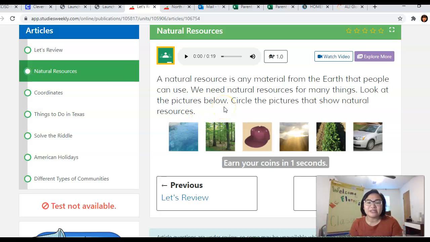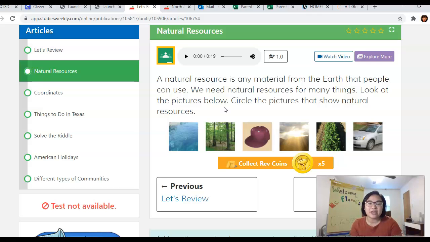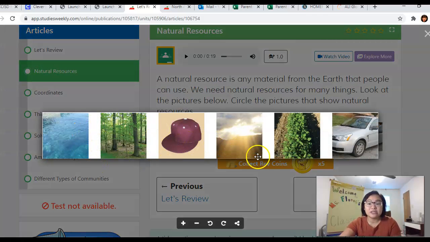A natural resource is any material from the earth that people can use. We need natural resources for many things. Look at the picture below. Circle the pictures that show natural resources. All right, and these are our natural resources, right? So some of these are natural resources and some of them aren't. Let's go ahead and go through these together.